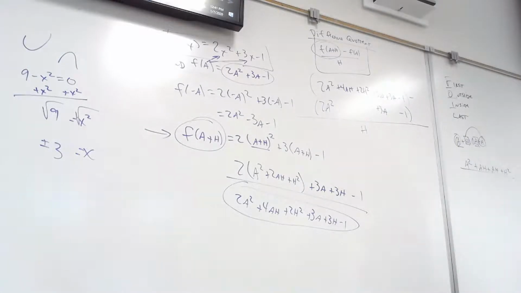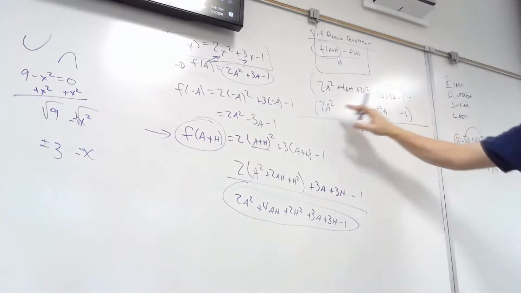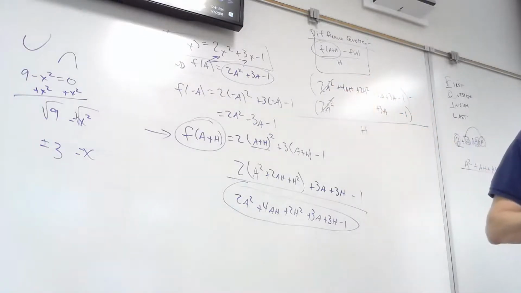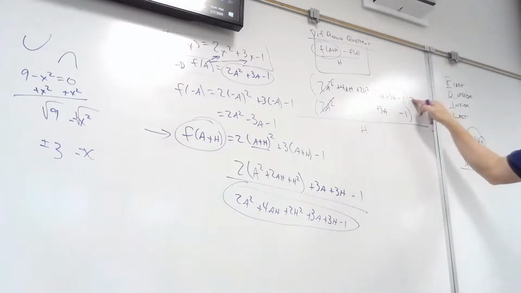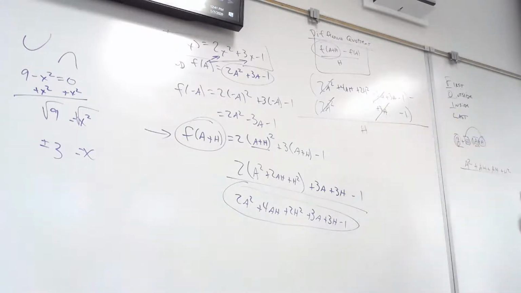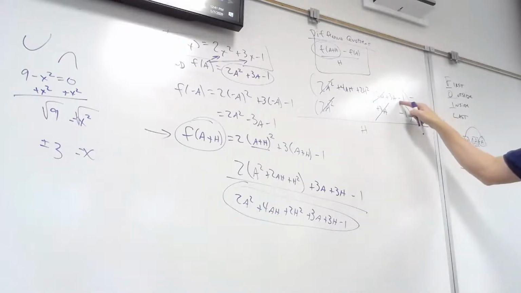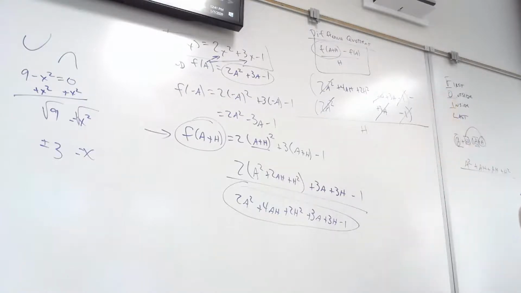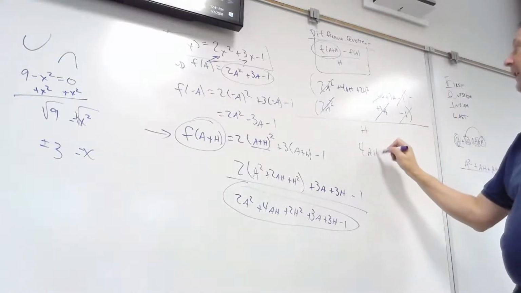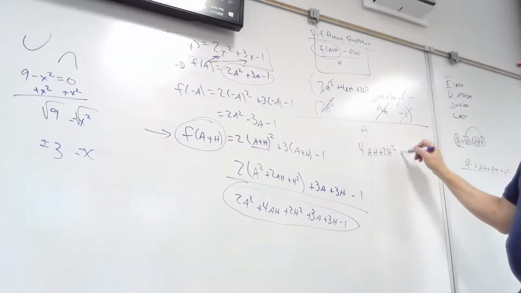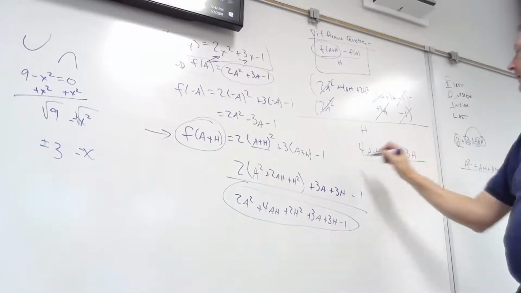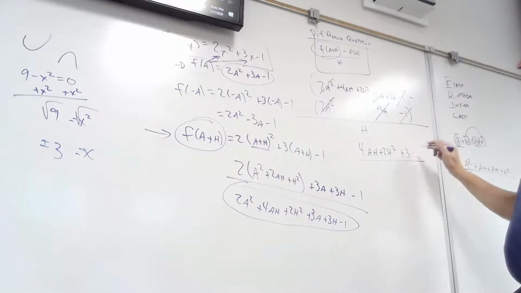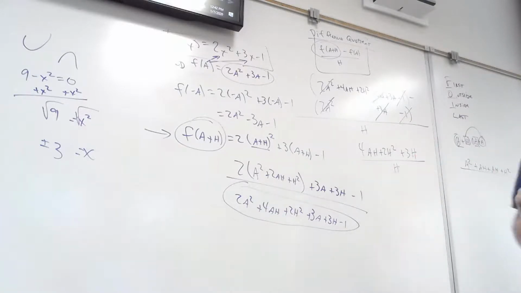Now, if you do this properly, a lot of stuff should cancel out. I've got 2A squared minus 2A squared. Those are going to cancel. I've got 3A minus 3A. Those are going to cancel. I've got minus 1 minus a minus 1, so that's plus 1. So those cancel. So I'm left with 4AH plus 2H squared plus 3H, all over H. Okay? Are you with me so far?